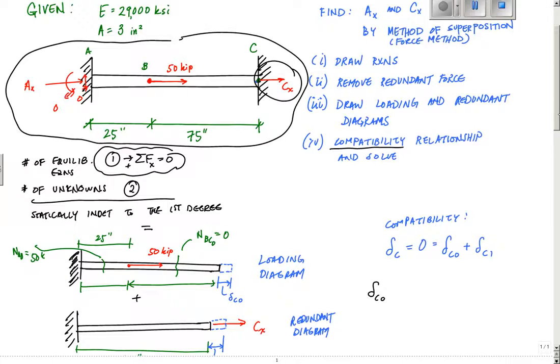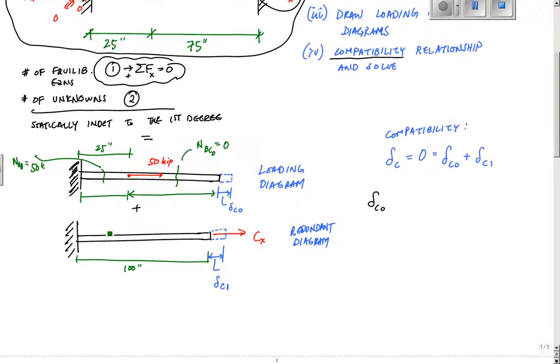So if you do a little free body diagram, you make that cut, you'll find that you have a 50 kip tension there. And then if I make a cut at any point here, I will find that NAC for the entire length, I'll call this NAC1, is equal to CX. And it's positive CX because it's in tension. These are all my internal forces going on. Delta C0 is equal to NAB LAB over EAAB, that cross-sectional area of AB, plus NBC LBC over EABC. So this is that summation for axial deformations.